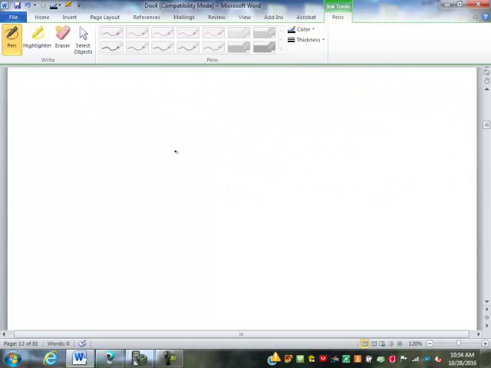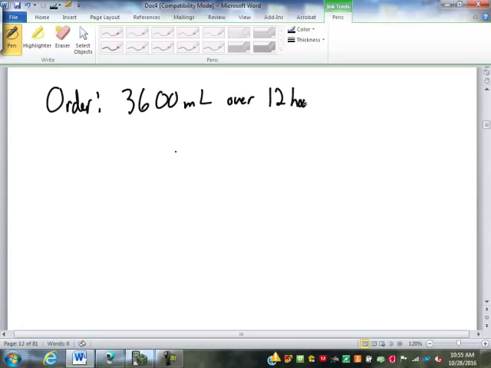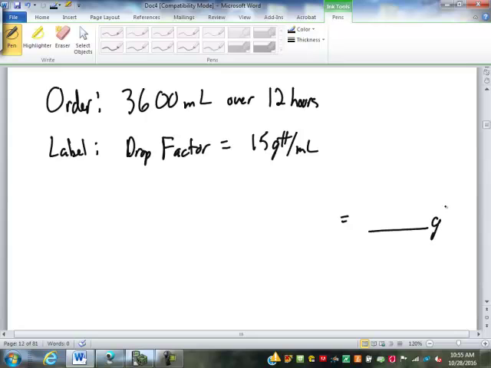I'm going to have you guys try one of those. So we're going to give you an order for 3,600 milliliters over 12 hours. The label gives us a drop factor of 15 drops per milliliter. Find our flow rate in drops per minute.